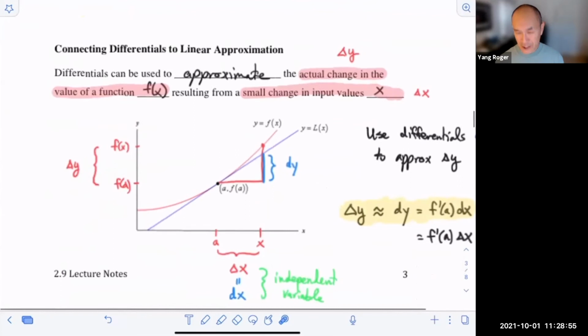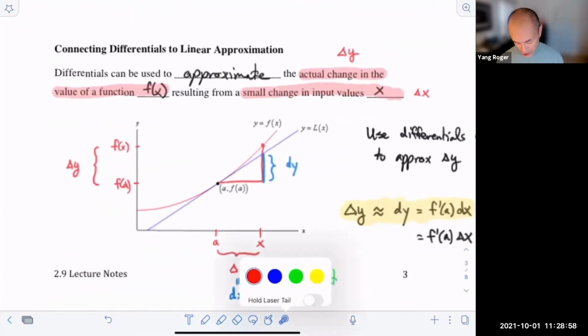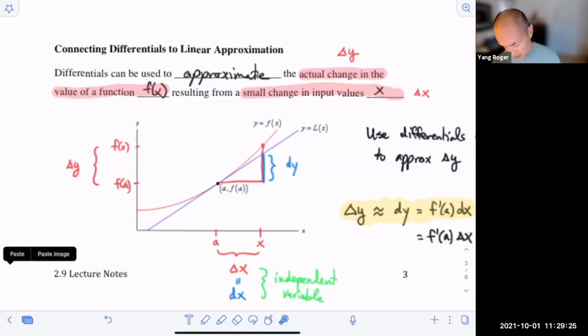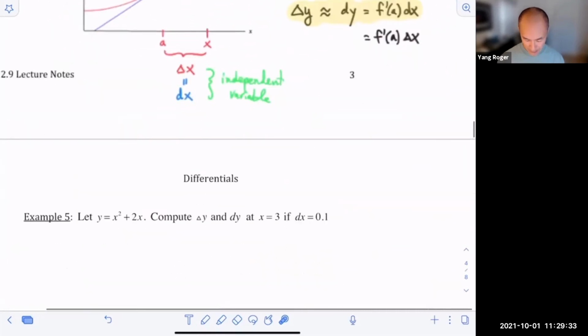So just to emphasize, we're changing x by a certain amount, and that's going to be our independent variable. I want to see when I change x by that much, how much does the y change? That's this red length over here. I'm going to approximate it with dy, which is the blue length. And as long as this delta x is not too big, this dy will be a good approximation. So that's what this highlighted part here is saying. Okay. So let's take a look at an example over here.